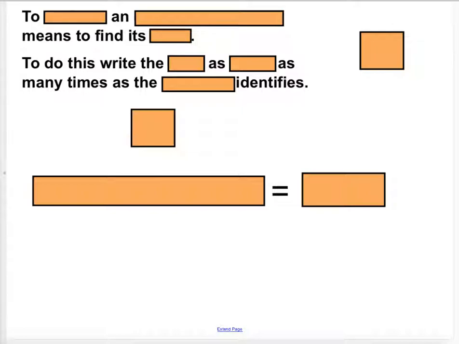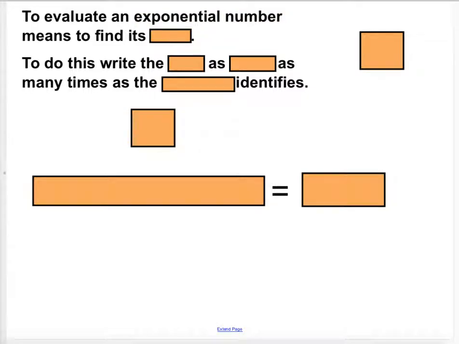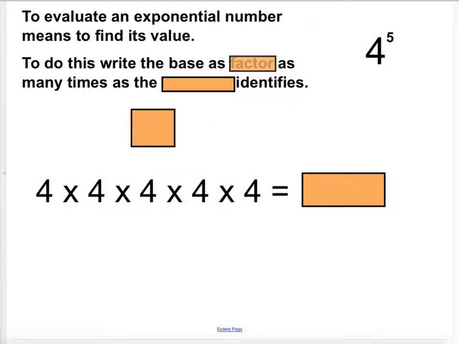All right, our next slide. To evaluate an exponential number means to find its value. So, when you evaluate, essentially what you're doing is finding the answer or the value of something, okay? So if we have 4 to the 5th, we can figure out its actual value. To do this, write the base, which is 4, as factors as many times as the exponent identifies.